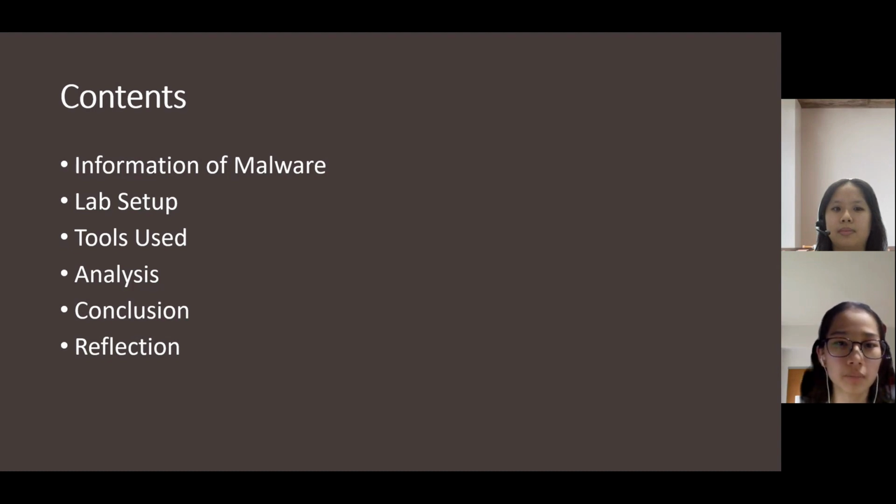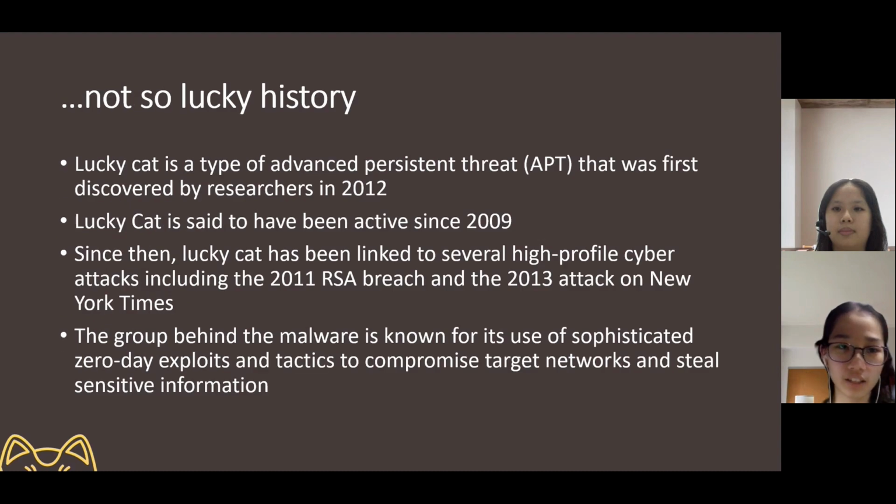So now on to some basic information about LuckyCat. As though its name says that it's a lucky cat, it has not made its victims feel very lucky. LuckyCat is actually an advanced persistent threat that was first discovered by researchers in 2012. And since then, people have realized that this malware has been active since as early as 2009.